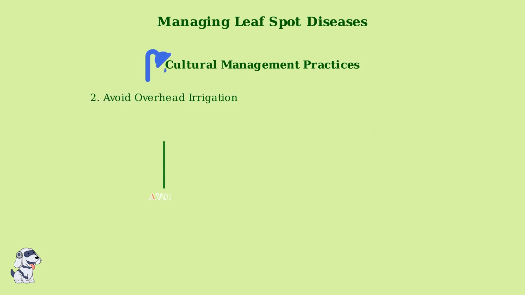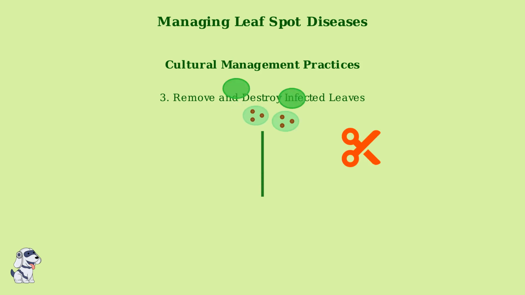Avoid overhead irrigation, which wets the leaves and creates ideal conditions for fungal spores to germinate. Instead, use drip irrigation or soaker hoses to water at soil level, keeping foliage dry. Regularly inspect plants and immediately remove any leaves showing disease symptoms. Use clean pruning tools and destroy infected plant material. Never compost diseased leaves, as this can spread the pathogen.